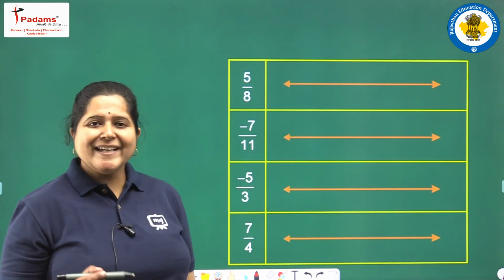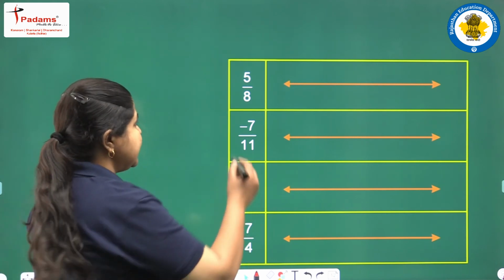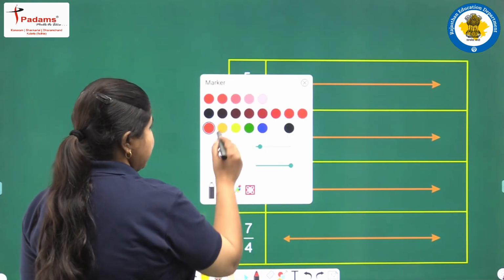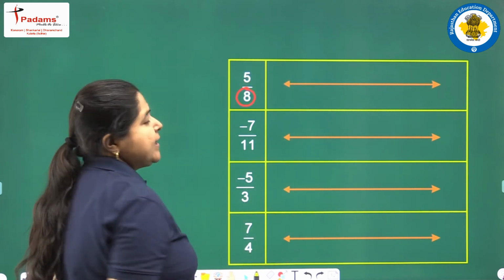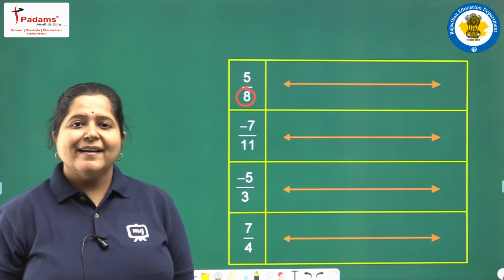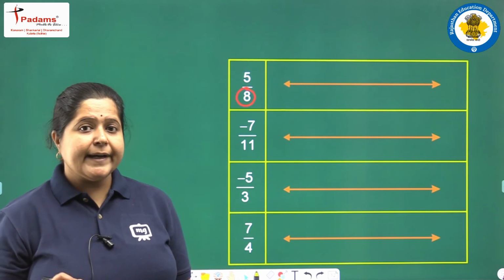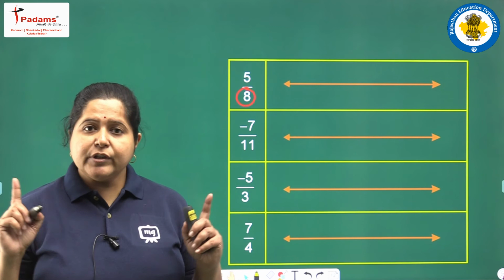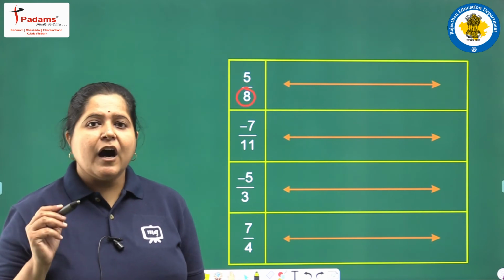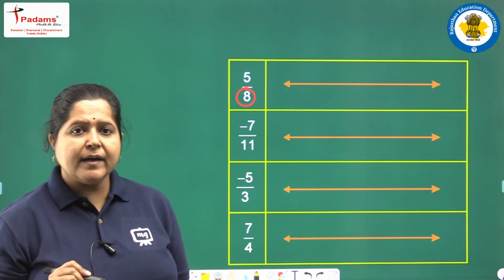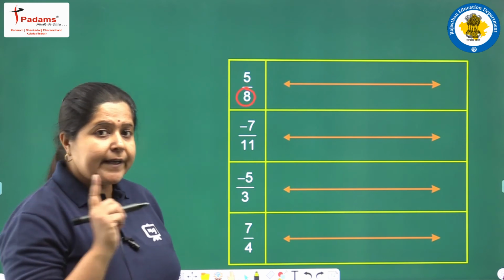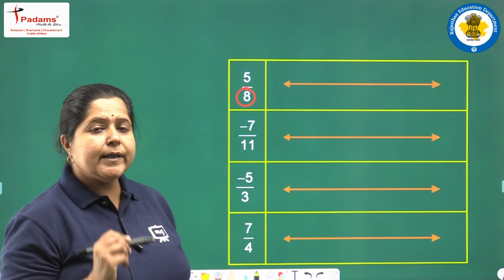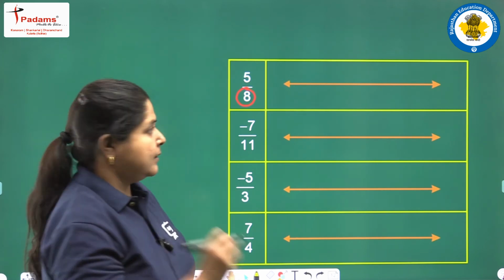Now the numerator has changed, but the denominator is 8. This means that we have to divide one single unit into how many parts? 8 parts. We have to divide the distance between 0 and 1 into 8 parts. And to divide it into 8 parts, how many points do we have to mark? 7 points, one less than this number. So we will have to mark 7 points between 0 and 1.